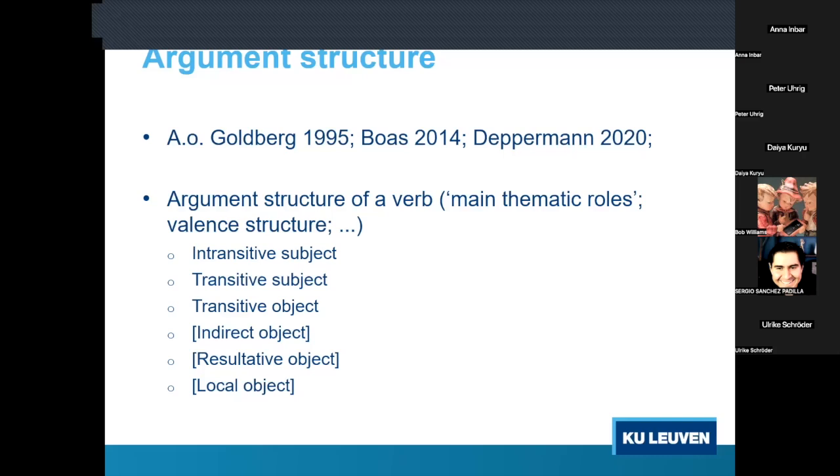I can have a transitive verb: I write a book. I write opens up the slot for an object. The book, that's a transitive object, but I can identify a second object. So this is the so-called ditransitive object. This is argument structure, right?